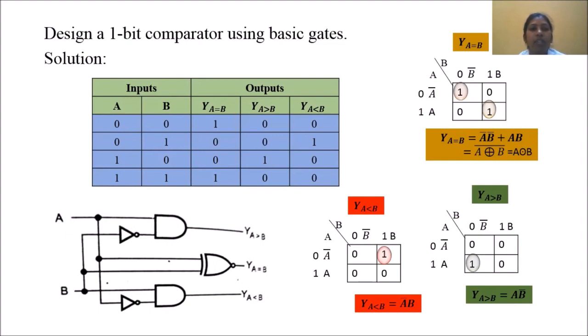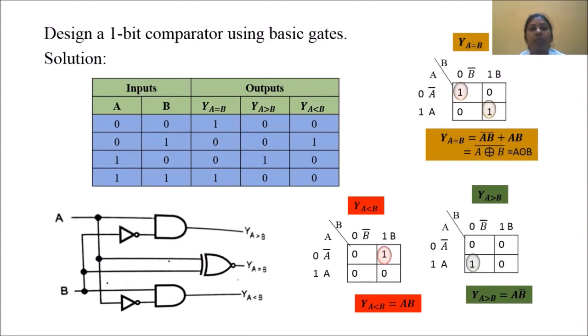So for example, the first row, A is equal to 0, B is equal to 0. As both A and B are equal, the first case A equal to B is satisfied. So only in that case, the output remains high. The remaining two cases, the output becomes low. Similarly, if A equal to 1 and B equal to 0, which case is true means A greater than B is true. So only for that case, the output remains high, and for the remaining cases, the output remains low.